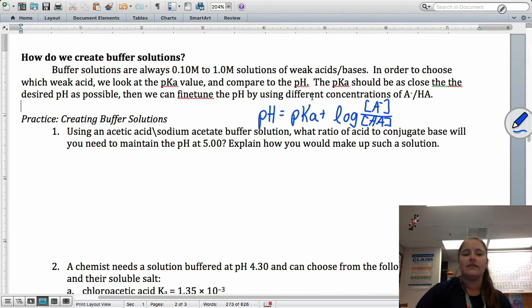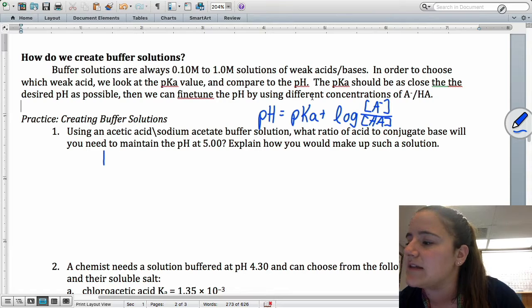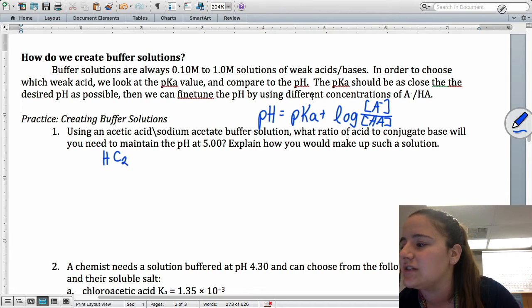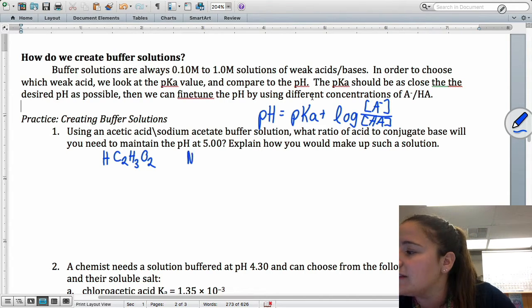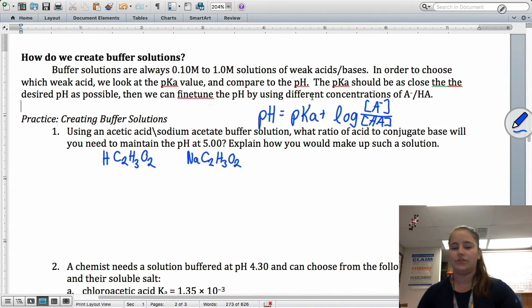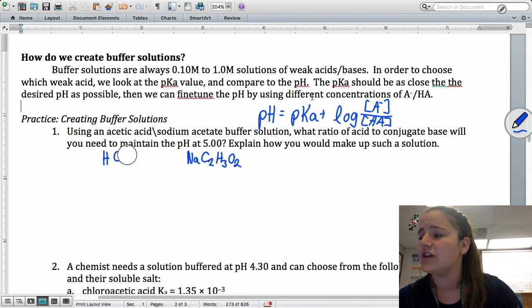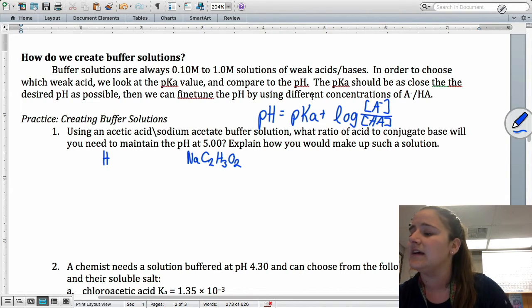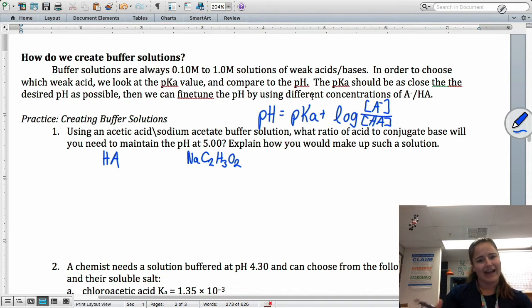In this practice problem, we're going to make a buffer with acetic acid. Acetic acid is actually vinegar. It is HC2H3O2, I believe. And then we have sodium acetate, which is NaC2H3O2. Because C2H3O2 is kind of long to write out, I'm going to simplify this and just call our acetic acid HA, for acetic with a hydrogen, so it's an acid.